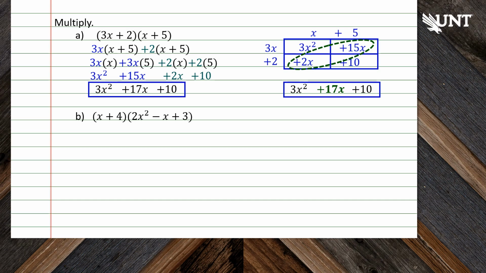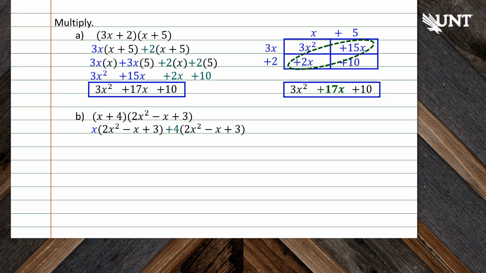For example B, we have a binomial of x plus 4 multiplying a trinomial of 2x squared minus x plus 3. In this case, I am going to choose to use the distributive property. The binomial being distributed consists of an x and a positive 4. So let's carefully distribute. It'll be the first term of x times 2x squared minus x plus 3. And then it's going to be plus 4 times the trinomial 2x squared minus x plus 3.